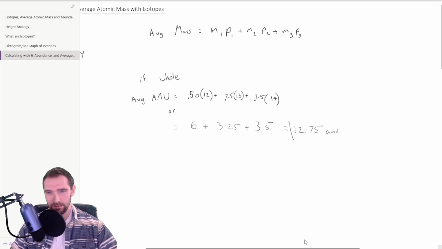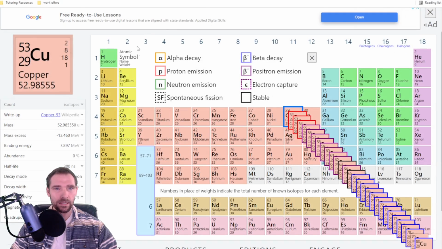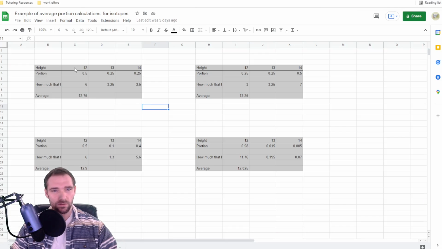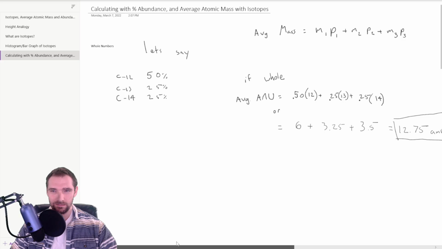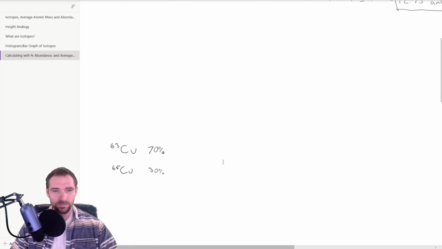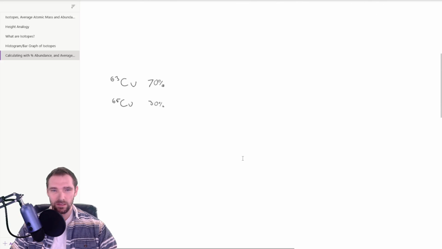So that's the main idea here, and I believe that's the same number that I talked about earlier when I had my little table calculator. So if we have 12 times 0.5, you get that number. 13 times 0.25, you get that number. 14 times 0.25, you get that number. You sum them all up and you get the average. And you can see that the average here does match what we were talking about earlier. Unfortunately, things aren't that easy in the real world. Let's just practice this concept with whole numbers right now.